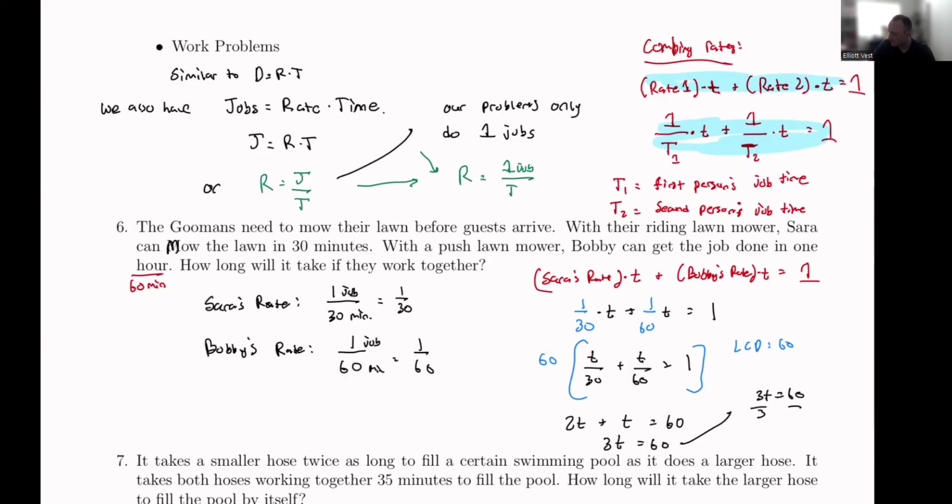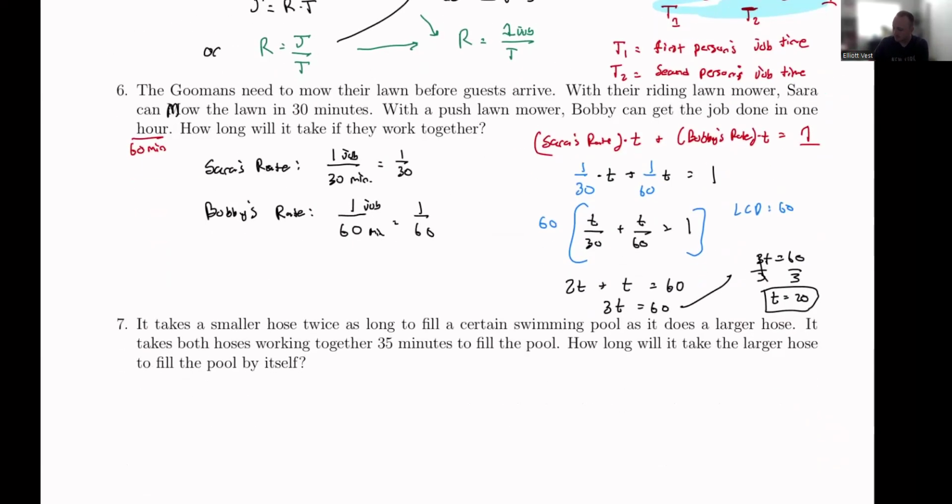Or t is equal to 20. Let's see if that makes sense, right? Sarah can get the job done in 30 minutes. Bobby can get the job done in an hour. So it took both of them longer to do it than working together. When they work together, it takes a faster amount of time. That makes sense because they are working together.